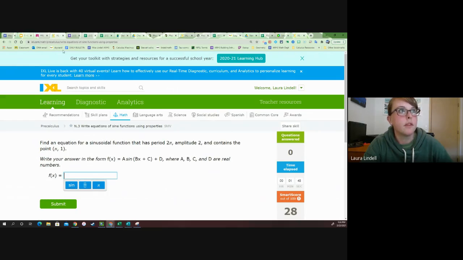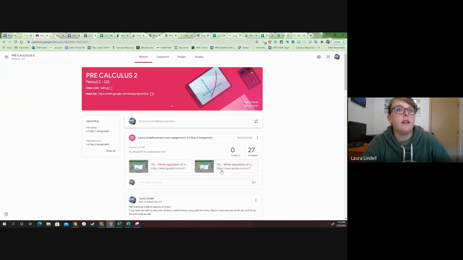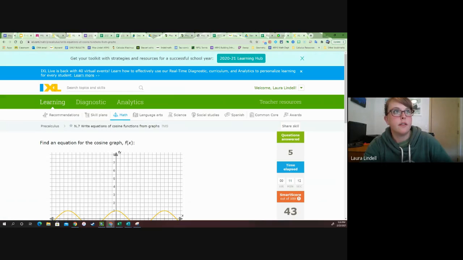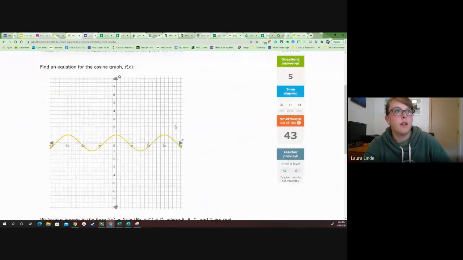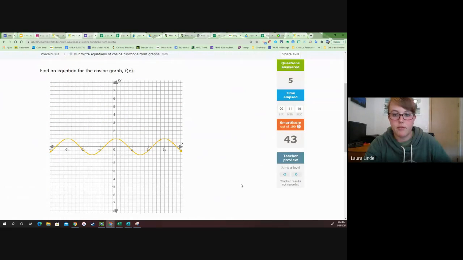But that's interesting. Okay. Then the other one is ones just like we were just doing. Just like this section, where you're writing the equation from the graph.